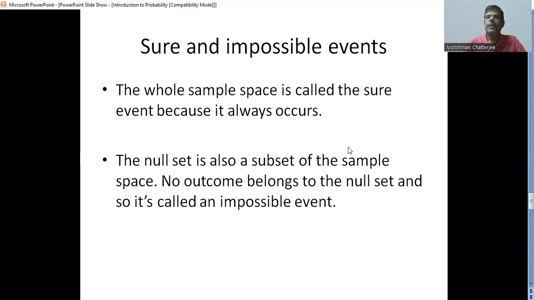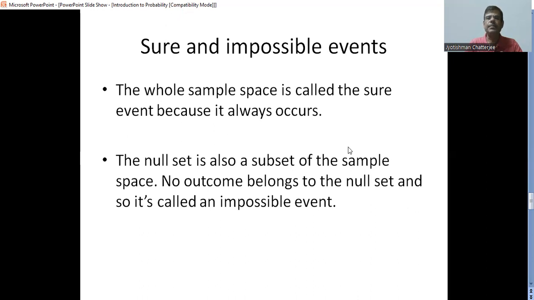Sure event means that which always happens. The whole of sample space will always happen because no matter what the outcome is, the outcome will always belong to the sample space. That's why this is called the sure event.